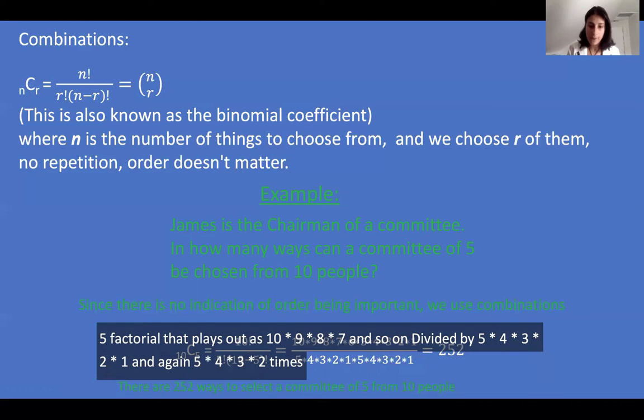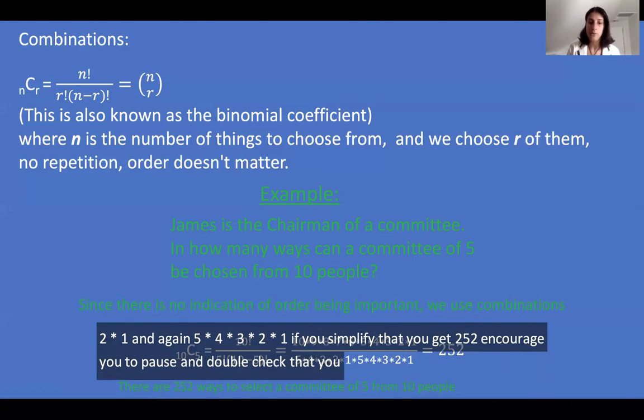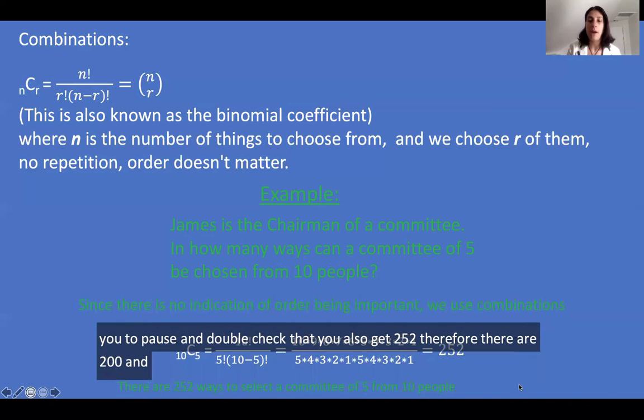If you simplify that, you get 252. I encourage you to pause and double check that you also get 252. Therefore, there are 252 ways to select a committee of 5 from a total of 10 people.